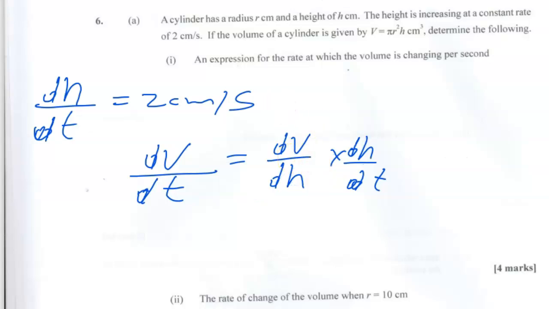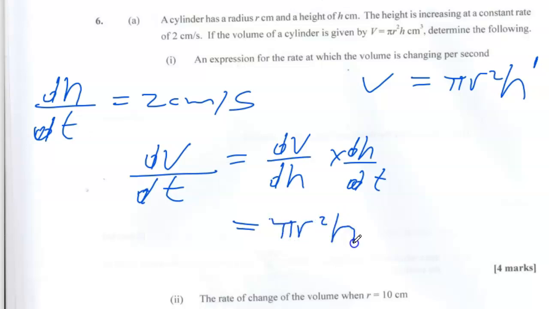Alright, so let's work out dv by dh. Now here we have v equal pi r squared h, and h is h to the power 1. So to find dv by dh, we are differentiating with respect to h, which means we multiply by the h power and subtract 1 from the h power. So multiply by the h power, which is 1, so we end up with 1 times pi r squared h. Then we subtract 1 from the h power, so we end up with h to the power 0.